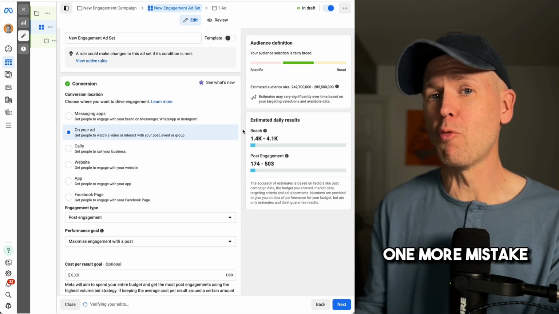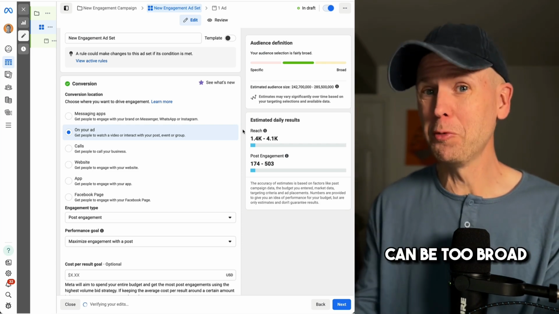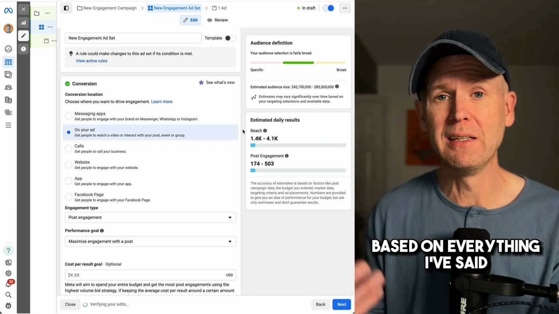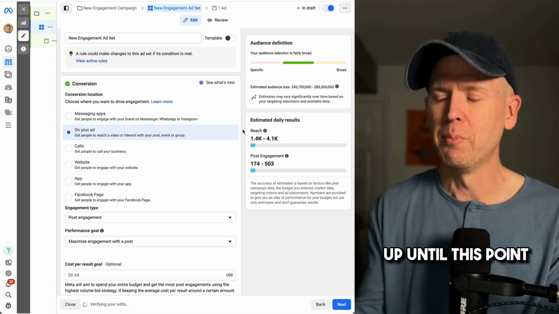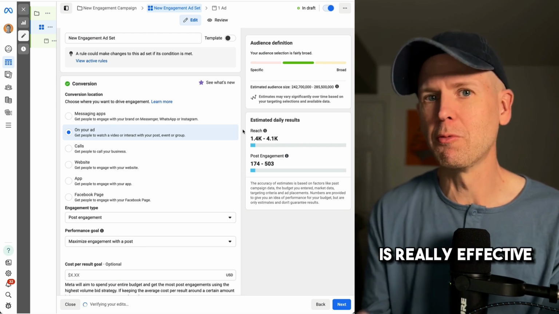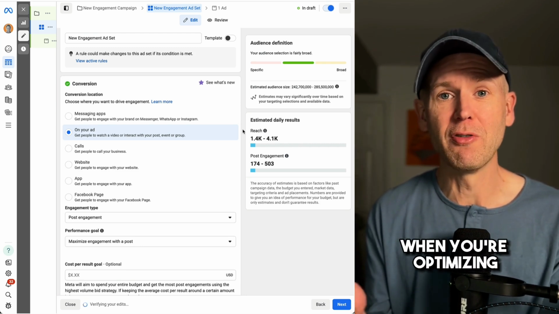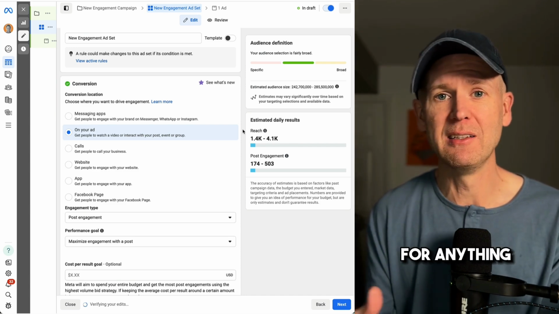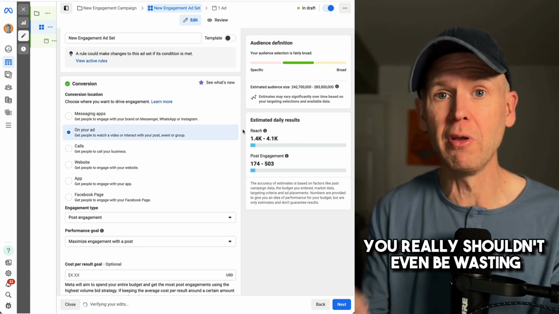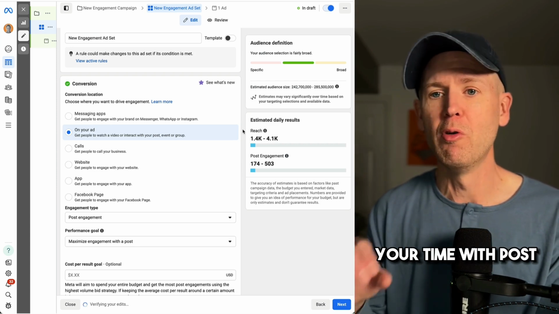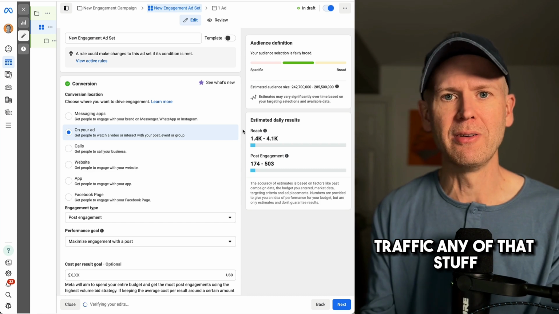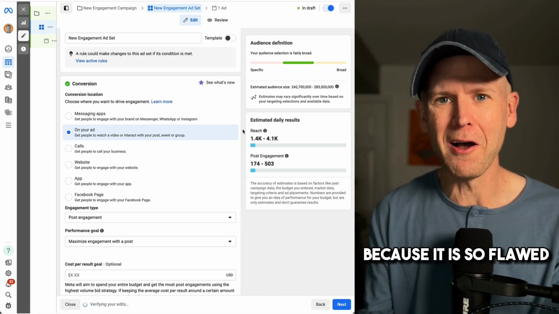On the flip side, one more mistake is that you can be too broad for top of the funnel. Now I know this sounds like a contradiction based on everything I've said up until this point, but there is an exception. Going broad is really effective when you're optimizing for any type of conversion. It fails miserably if you optimize for anything top of the funnel. There is an argument out there that you really shouldn't even be wasting your time with post engagement or link clicks, traffic, any of that stuff, because it is so flawed.